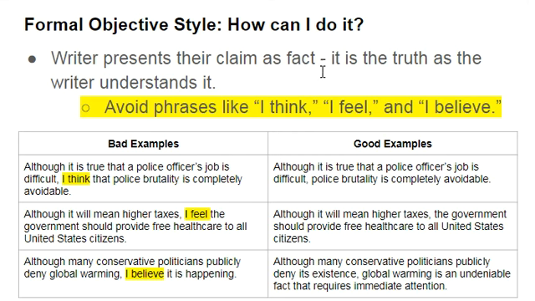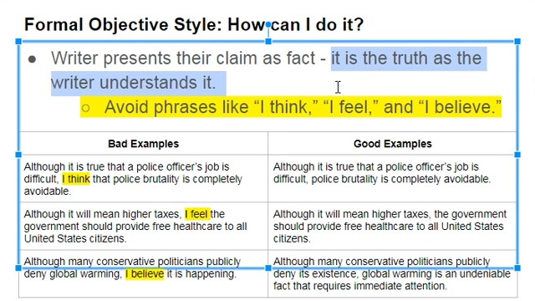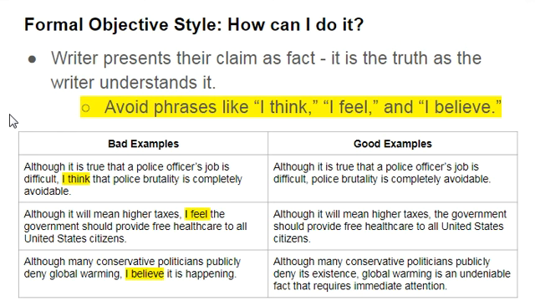You need to present that as fact, which might seem confusing to you because, as I told you, you picked a controversial issue where people could rightfully believe one way about the topic or the other. But you are going to claim that your argument, whatever you are arguing, is in fact true, okay? Because it is the truth as you, the writer, understand it, okay? You've done the research, you've looked at both sides of this, and you know the truth, and that's how you're going to present it.